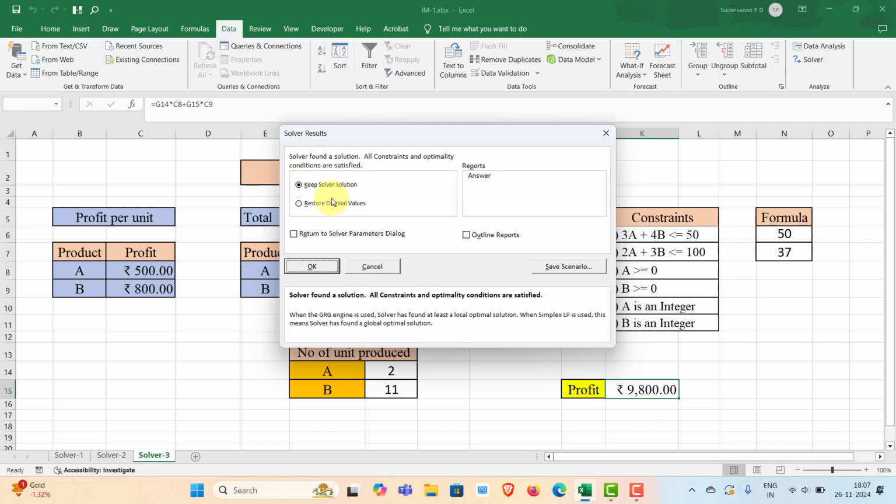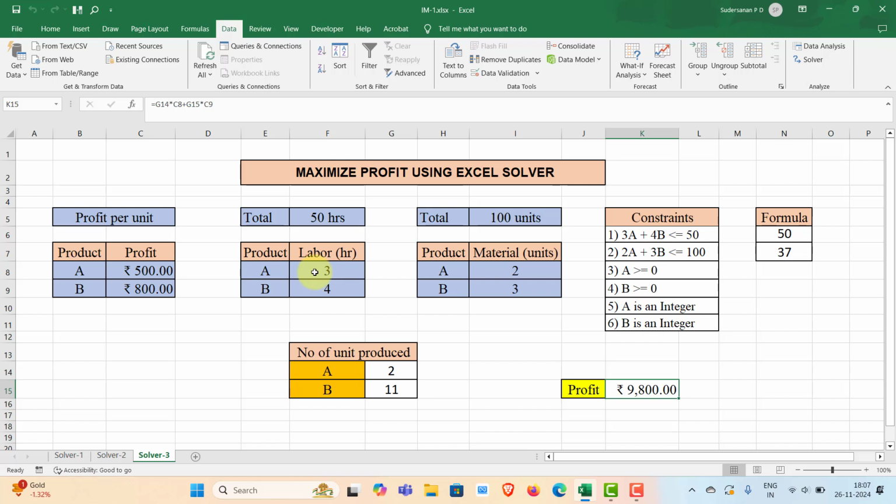Now solver found a solution. So the profit you got 9,800 and number of units also we got. So I'll click OK to keep the solution. So this is the final solution for maximum profit. Company has to produce 2 units of A and 11 units of B to maximize the profit.